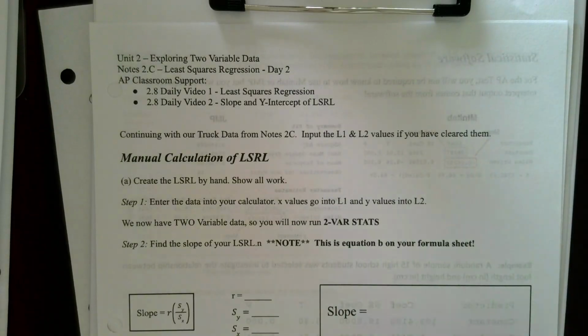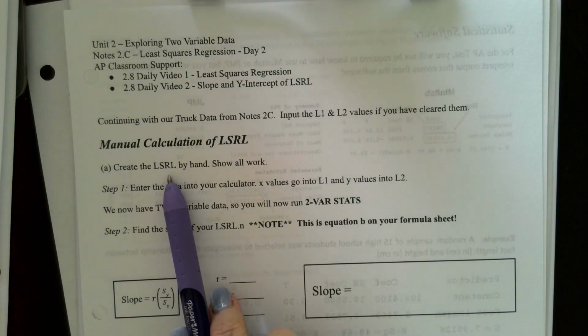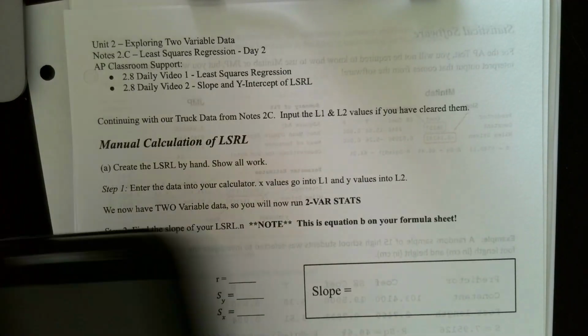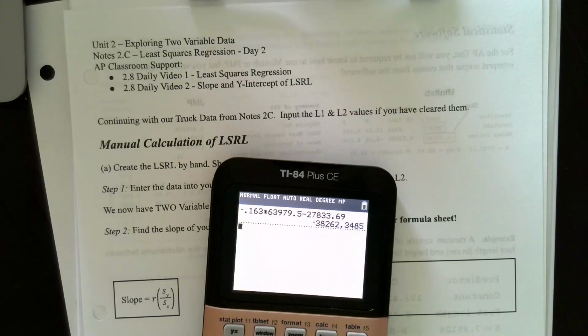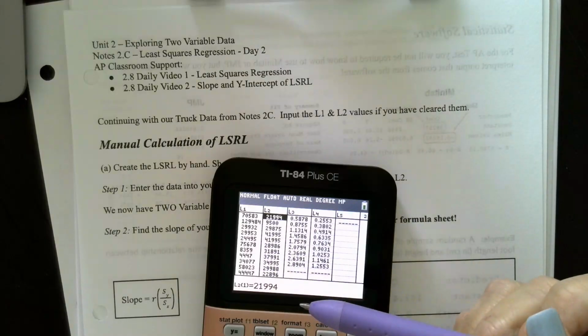All right. So here's what this says. We are going to create our least squares regression line by hand. Step 1 of that is to enter all of your data into the calculator. I know we're doing this by hand, but we're still going to pull some information off of the calculator. I probably need to check and make sure mine's there. Okay, yeah, my L1 and L2 data is still there.